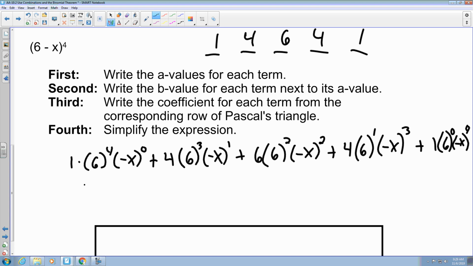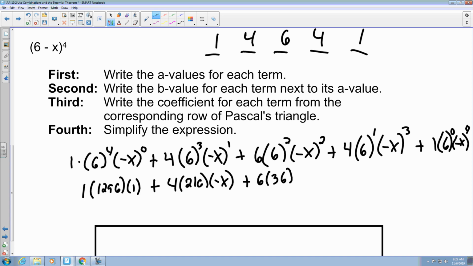This is going to be 1 times 1296, and then this is just 1, because anything to the 0 power is 1. Now I've got 4 times 6 to the third. 6 to the third power gets us 216. And then this is just negative x plus 6 squared is 36, times that by 6. Actually, let's just go 6 times 36.